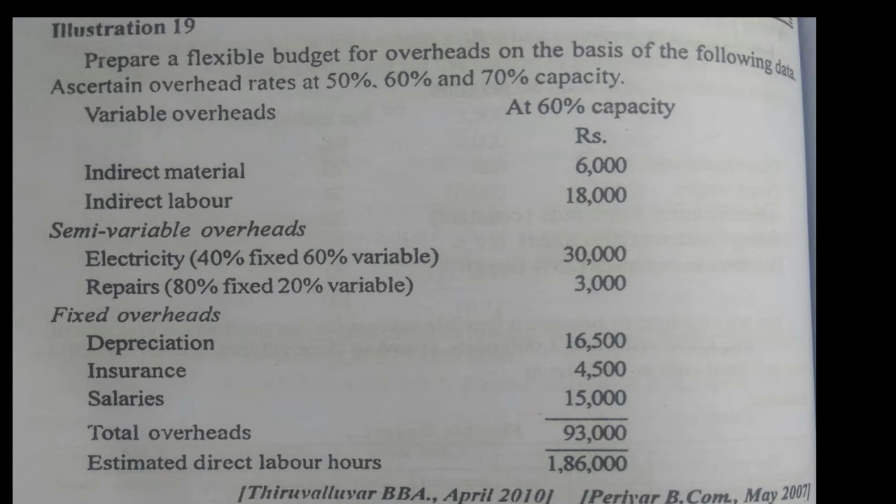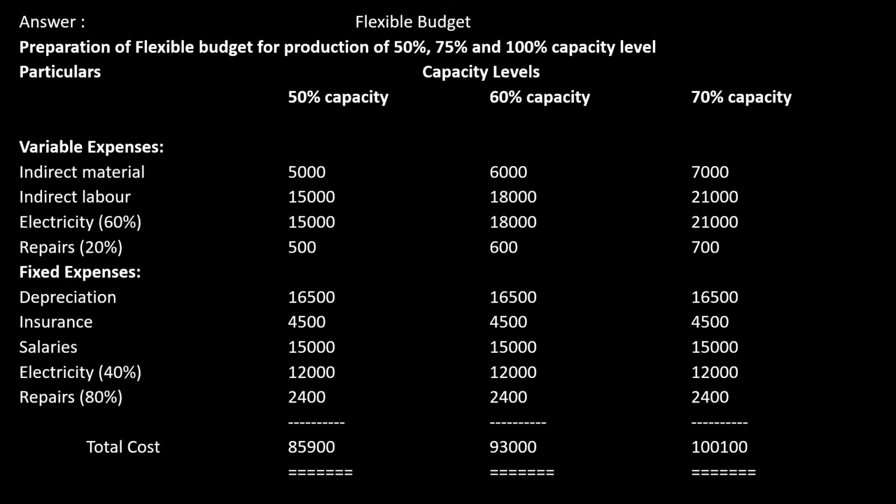Now look here at the 50%. This is how you do 50%, 60% and 70%. The data given here is only for 60% capacity, but we prepare for 50 as well as 70, and we do 60 also, because the variable and semi-variable are given. Semi-variable will be divided into two categories: a portion of it will be taken to variable and a portion of it will be taken to fixed.